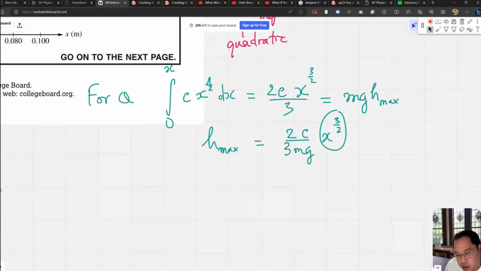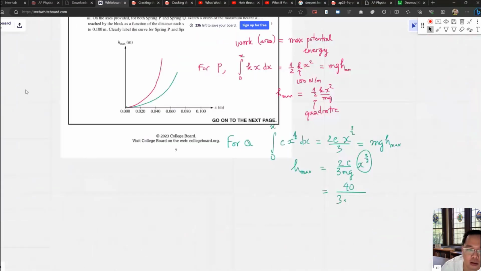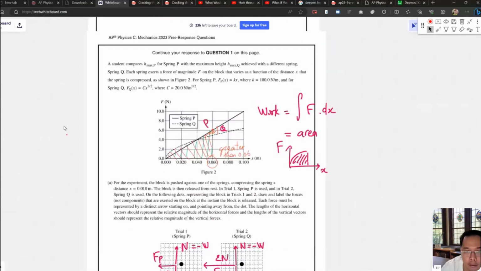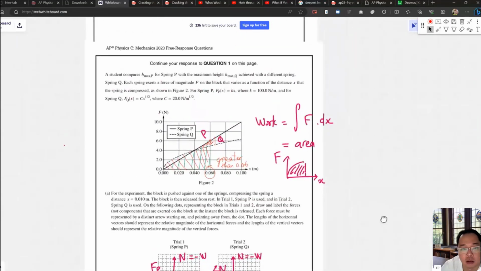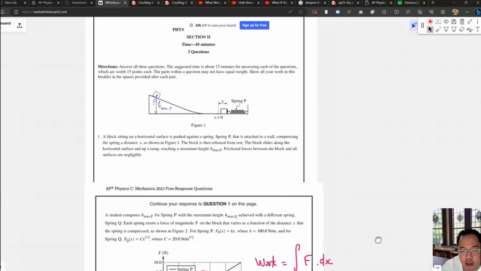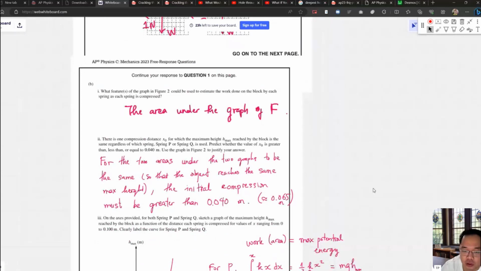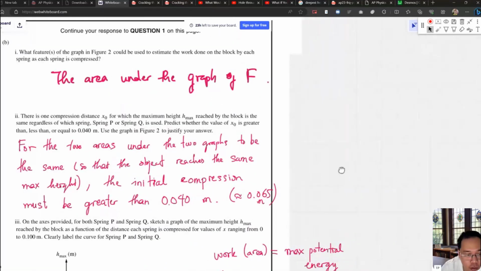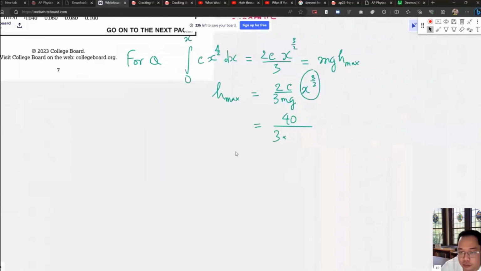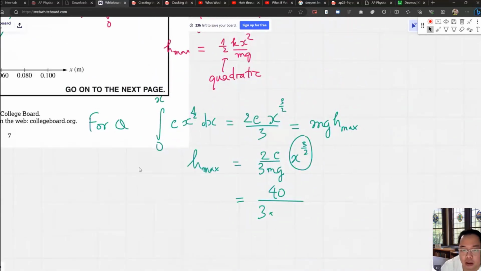So C is 20. So 2 times 20 is 40 over 3 times M. M cancel out? Wait, no, not canceling out. Do we know M, the mass of the object? We know K, but there is no information about the mass. Doesn't matter because the mass is the same for the two formulas, and therefore we can compare them without knowing the mass. Even g. So that is 40 over 3 mg.